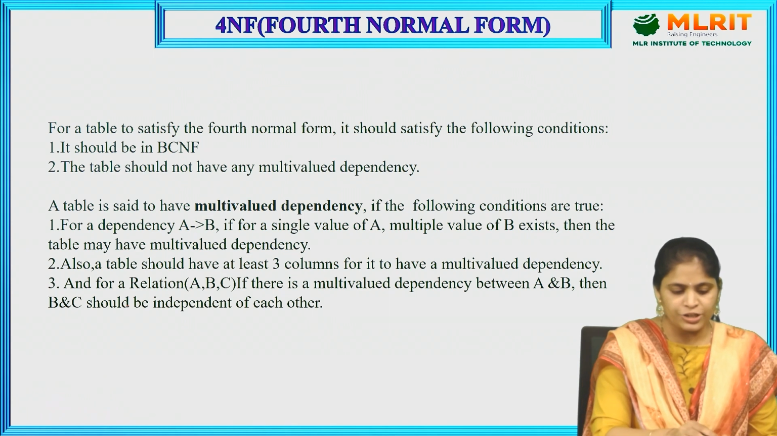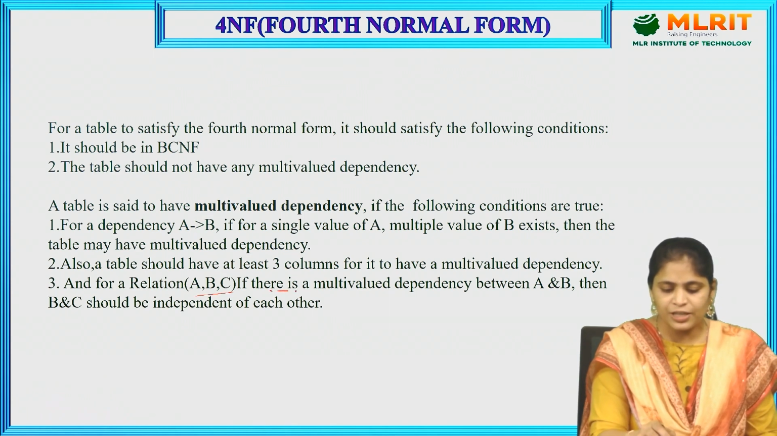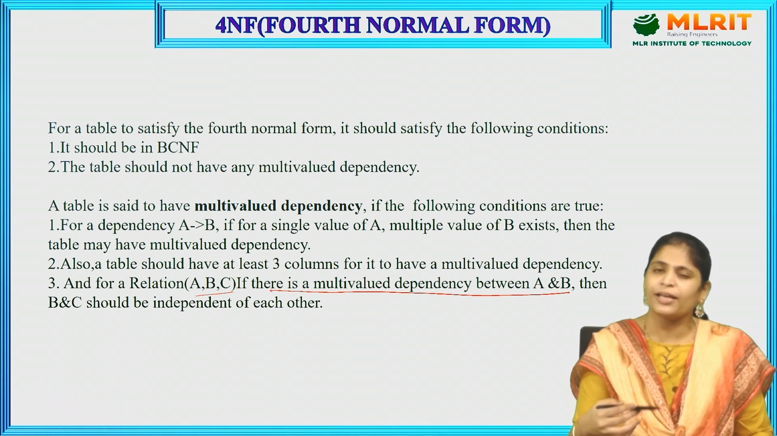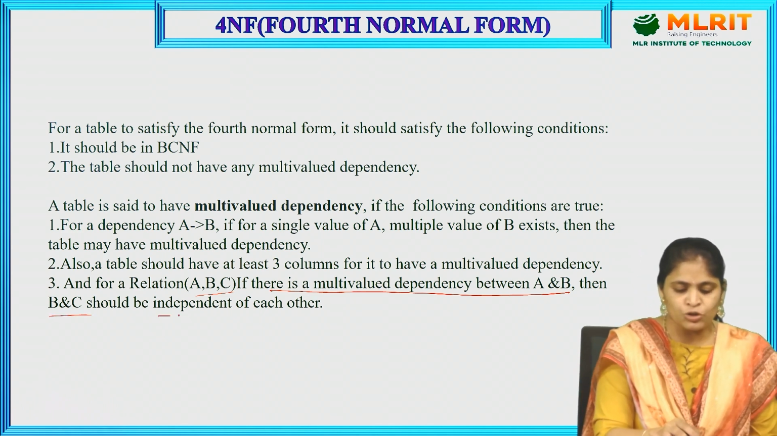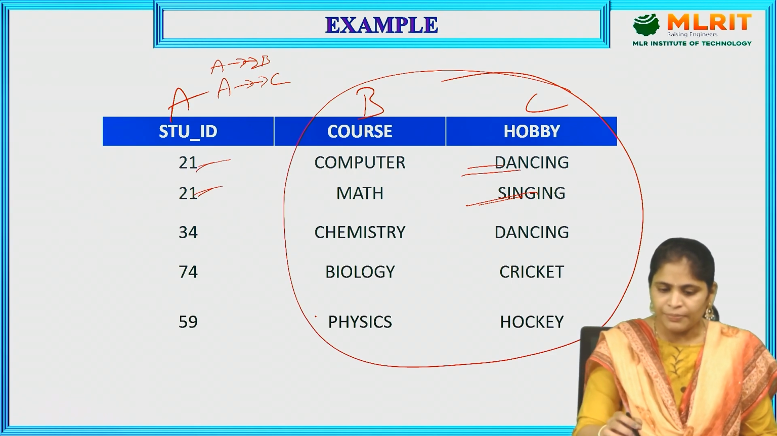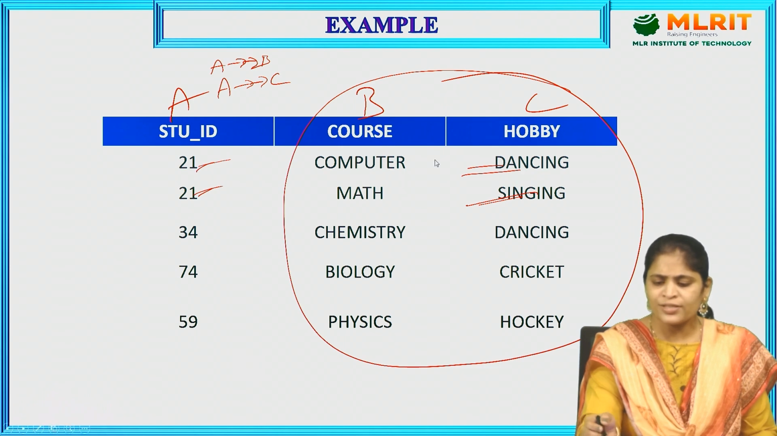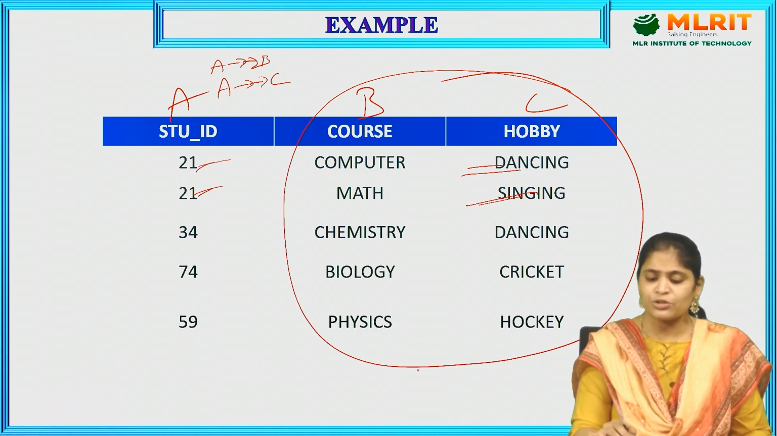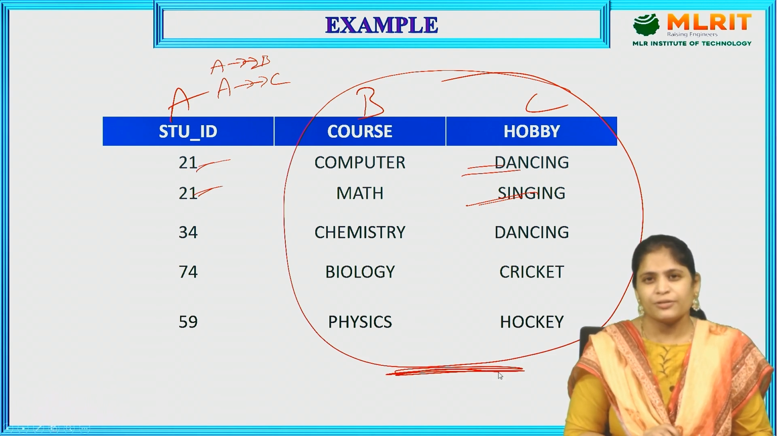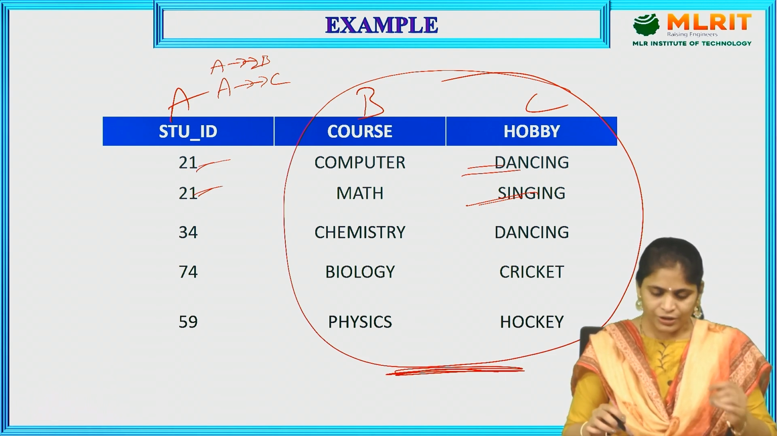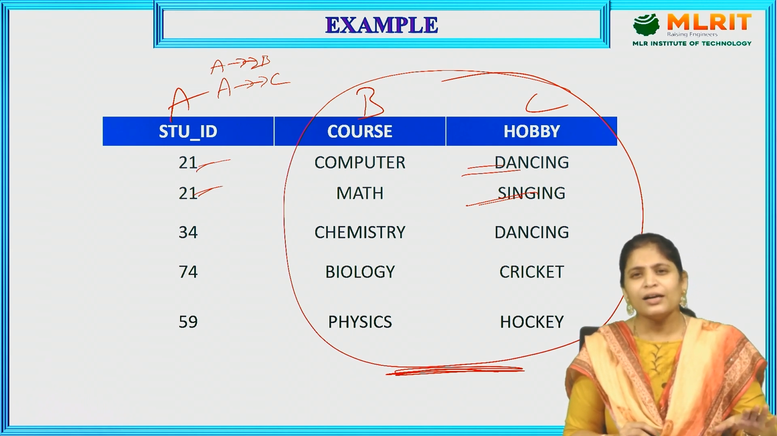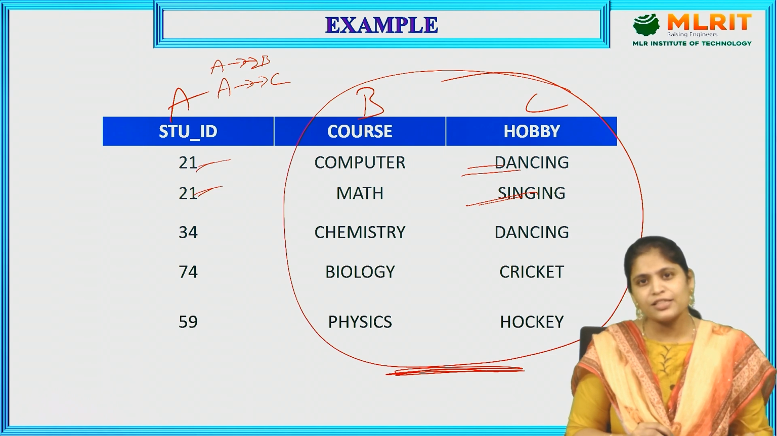That is the condition. For relation ABC, if there is a multi-value dependency between A and B, and A and C, then B and C should be independent of each other. See here, B and C are independent. There is no connection between course and hobby: computer dancing, math singing, chemistry dancing, biology cricket, physics and so on. These 2 are independent of each other. So if the table contains data in this manner, then we can say that multi-value dependency exists in this particular table.